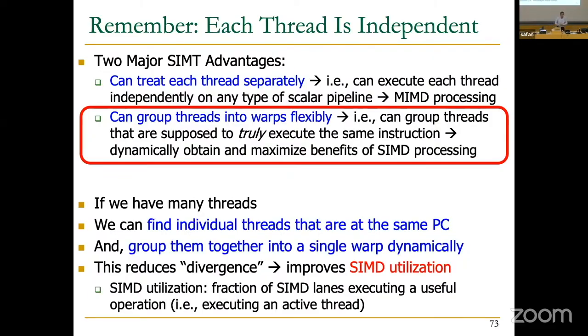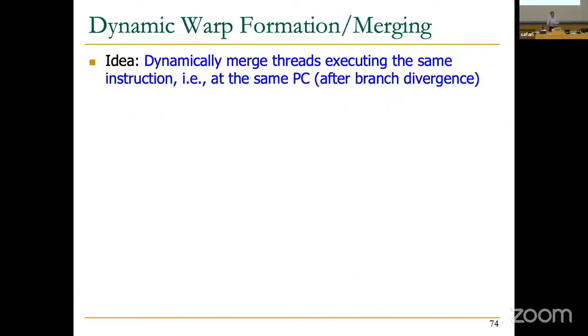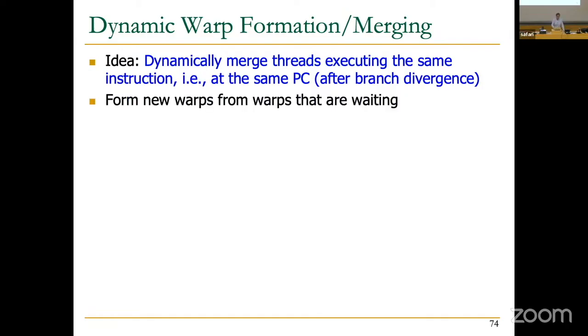Okay, SIMD utilization is essentially the fraction of SIMD lanes executing a useful operation, executing an active thread. An active thread is a thread whose mask bit is 1, okay? Who's really supposed to execute that program counter. So this is the idea of dynamic warp formation or merging. The idea is to dynamically merge threads executing the same instruction, in other words, at the same PC. For example, after branch divergence, but there could be other applications.